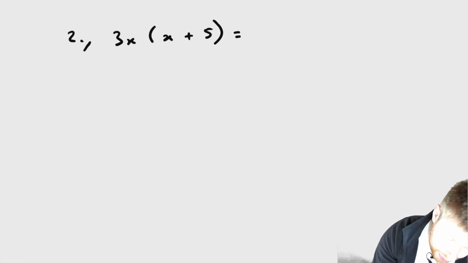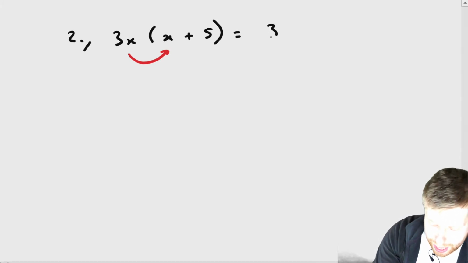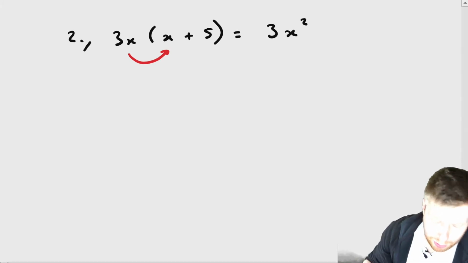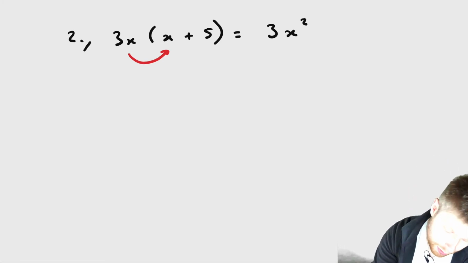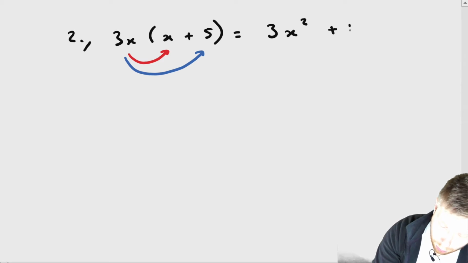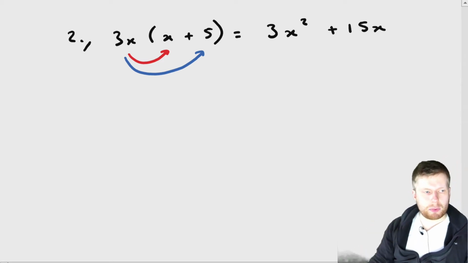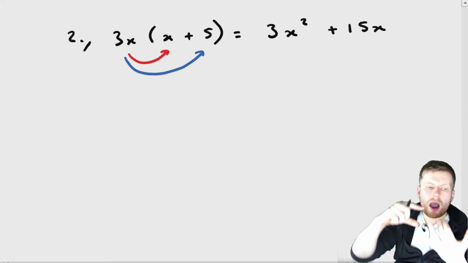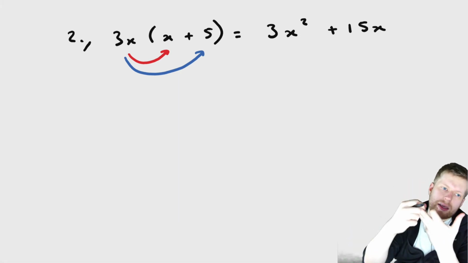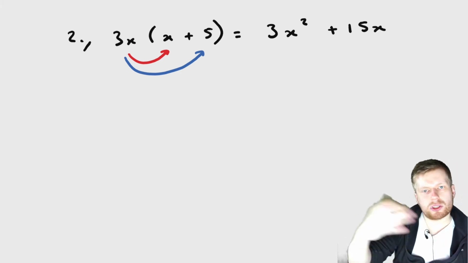So I need to take the 3x and it needs to visit the x. So I'll have 3x times x, which hopefully you can do in your head, will be 3x squared. And then I've got positive 3x times by positive 5. That is going to be positive 15x. When you're collecting together symbols like that, so I've got 3x times 5, I simply multiply the numbers together, then I multiply the letters. So I've got 3 times 5, that makes 15, then I've just got the x.